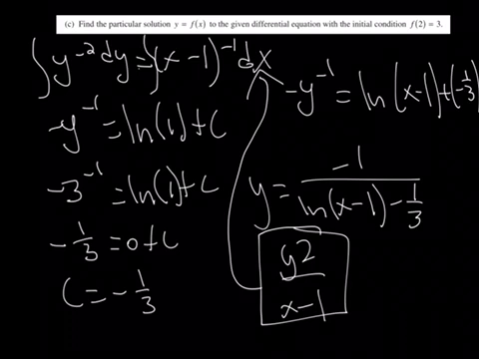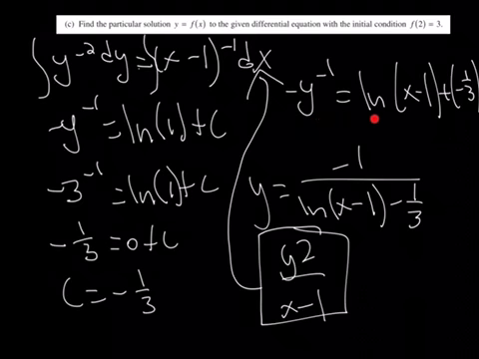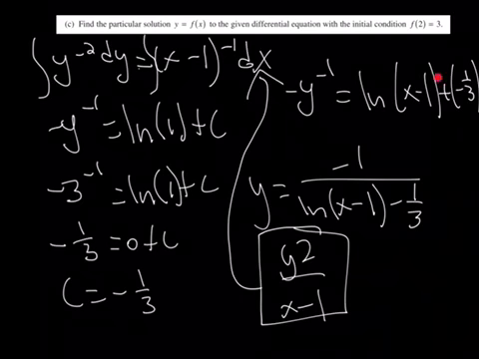Okay, and so once you do the math, it's going to be negative 1/3 is equal to 0 plus c. Once you simplify it, c is equal to negative 1/3. And now you're going to take this negative 1/3 and add it to this equation. That's going to be negative y to the power of negative 1 is equal to ln of (x minus 1), that's what I forgot to put over here, plus negative 1/3.